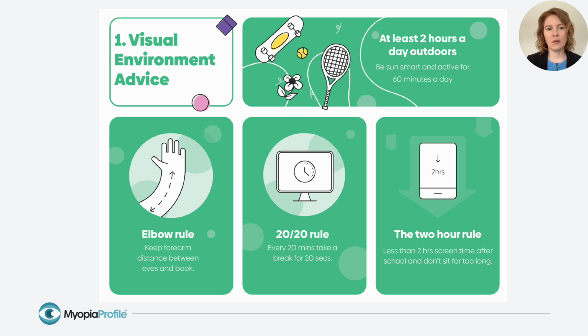And that's talking about outdoor time, and then along the bottom, particular goals for indoor time, screen work, and near time. So that's maintaining a reasonable working distance with the elbow rule, keeping an elbow to forearm distance away from reading material. The 20-20 rule, to take a break every 20 minutes to 20 seconds, and the 2-hour rule, where we are attempting to limit leisure screen time outside of school hours to less than 2 hours per day.